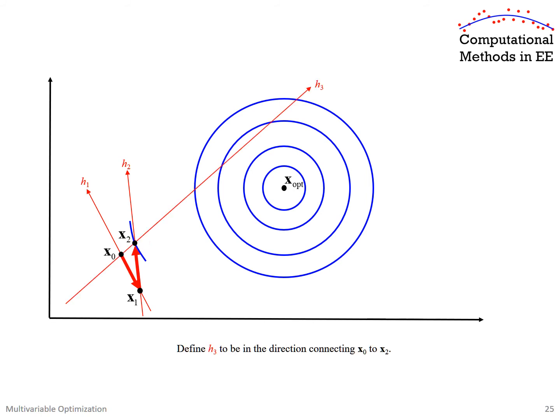Well, the line connecting x0 to x2 is a conjugate direction. And we're not exact right here. But we can do now another optimization in that direction h3. So we do a 1D optimization and we're starting to get closer. At this point, we sort of pretend that x3 is our original x1 and we do everything all over again.